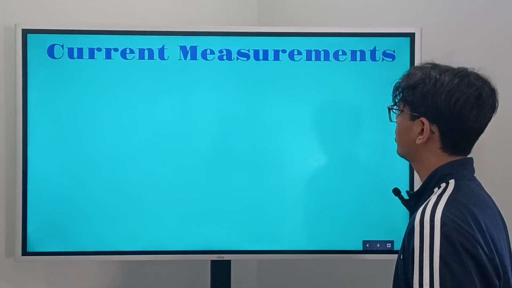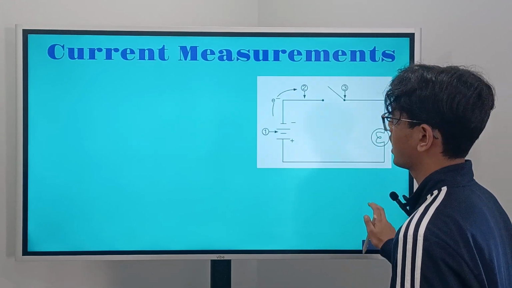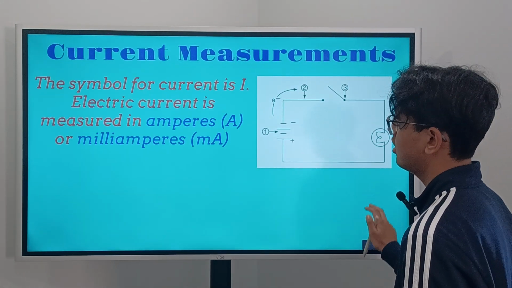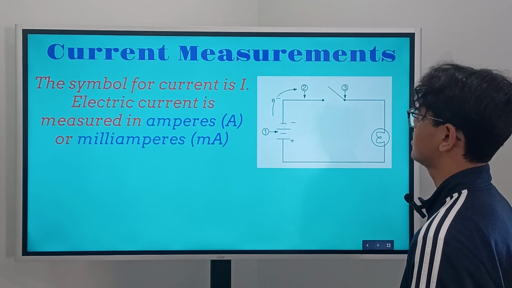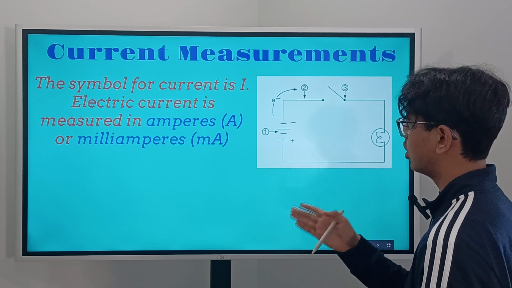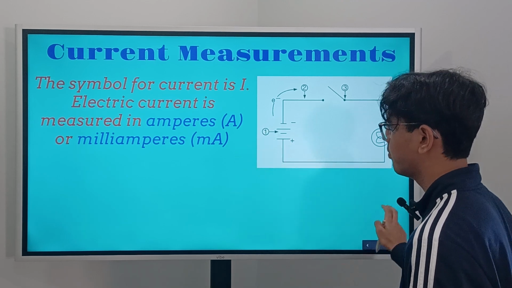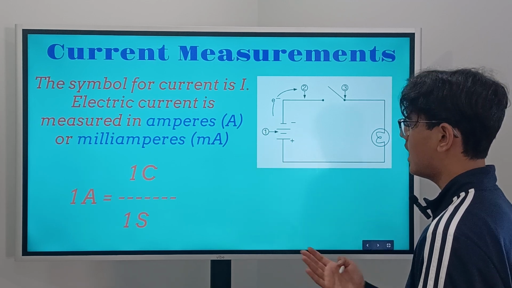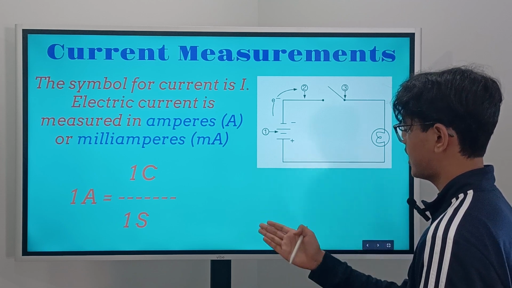So now we're going to go over current measurements. This is our circuit again. The symbol for current is the letter I. Electrical current is measured in amps or milliamps, so A or mA. And 1 amp is equal to 1 coulomb per second.